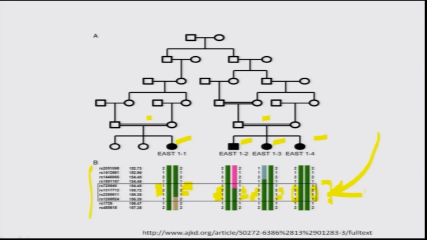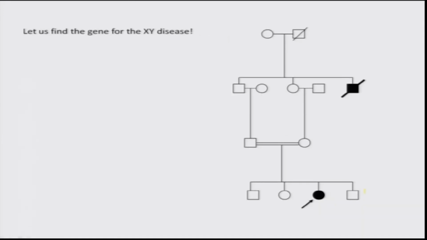So, that is what you call homozygous mapping. We are going to look at one such problem. I will help you with solving this puzzle, and then we may give a couple of examples for you to work out on your own. So, let us take a disease, we name it XY disease, nothing to do with the X and Y chromosome, just some name, and this is the family.